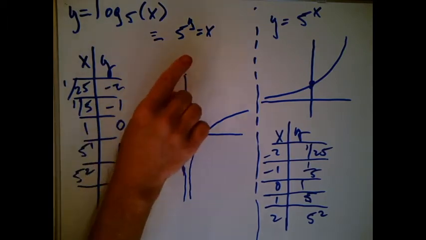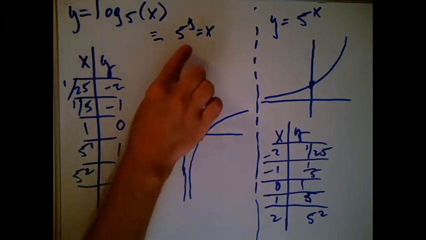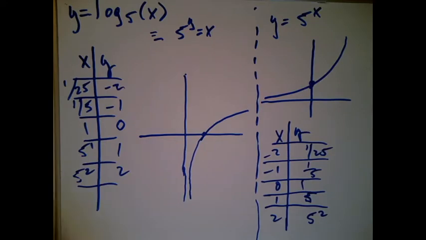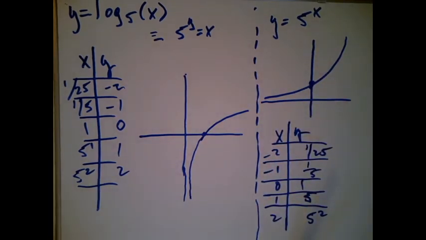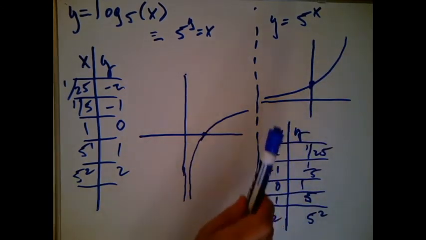Now, remember to take inverses, you switch the x's and the y's. So if I switch the x and the y here, I get y equals 5 to the x over there. There's my original exponential function. Now, what do we know about that exponential function? The base is bigger than 1, so we know it goes up like that. We know it goes through the point (0, 1), and we know it has the negative x-axis as an asymptote.